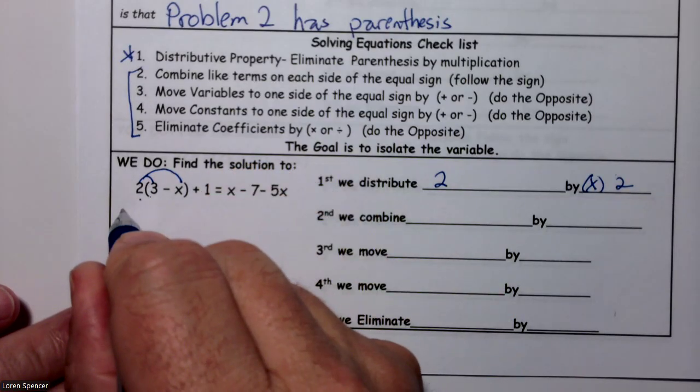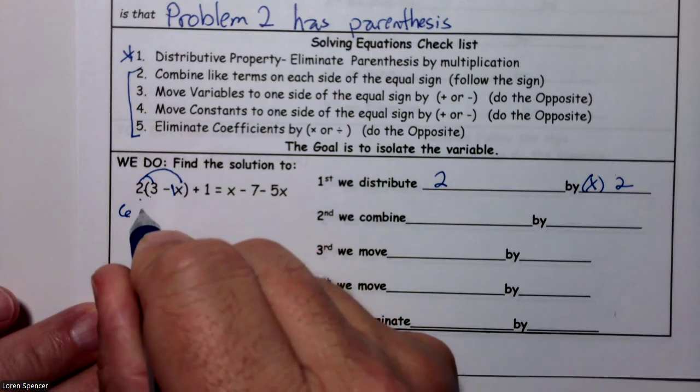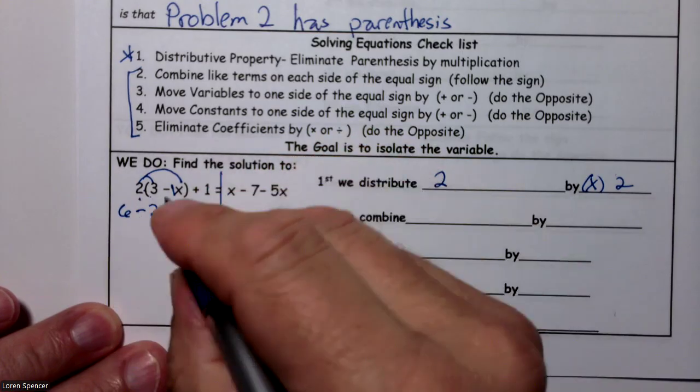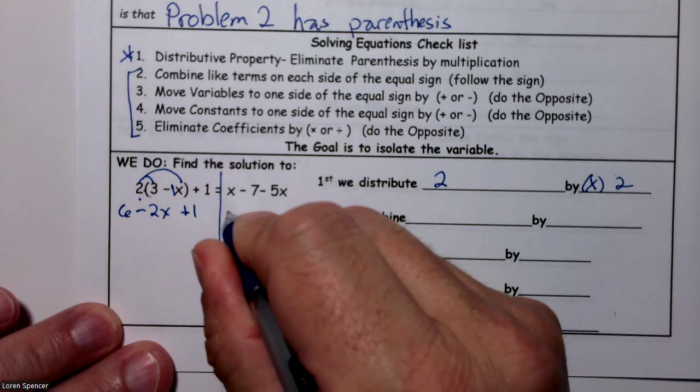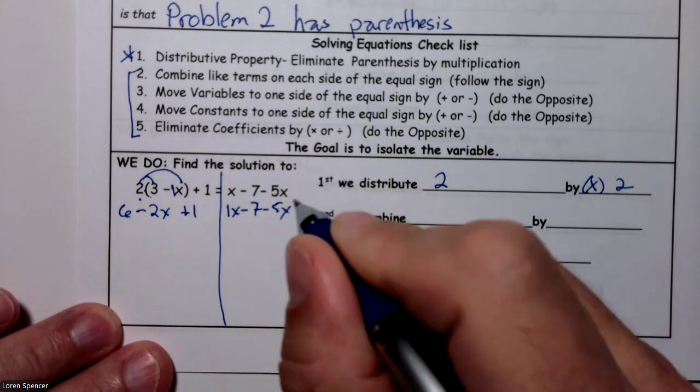2 times 3 is 6. This is like having a 1. 2 times 1 is 2. So we have a negative 2x plus 1 equals 1x minus 7 minus 5x.